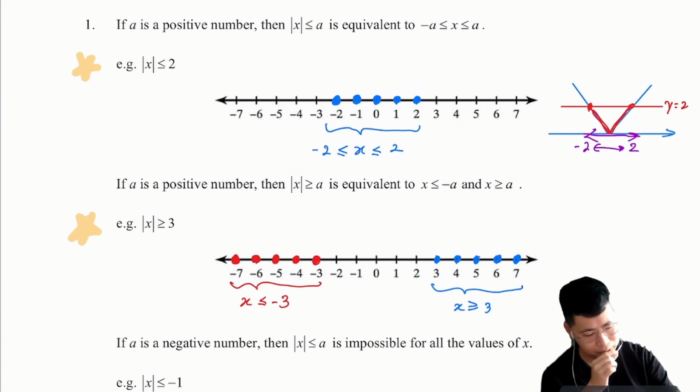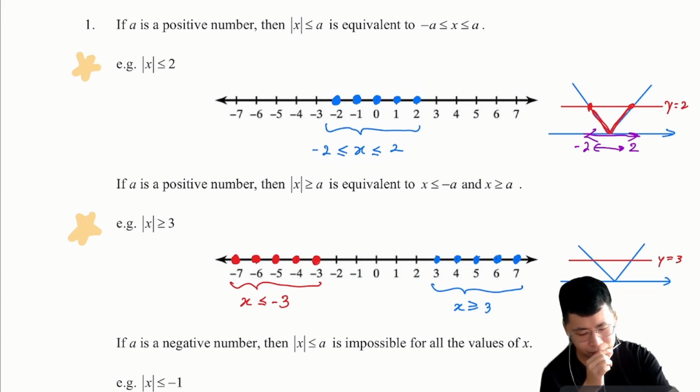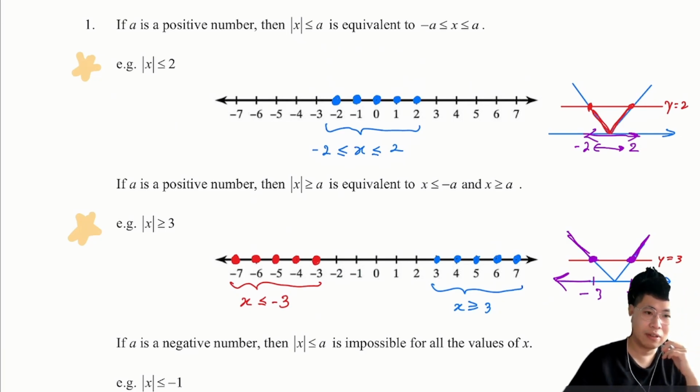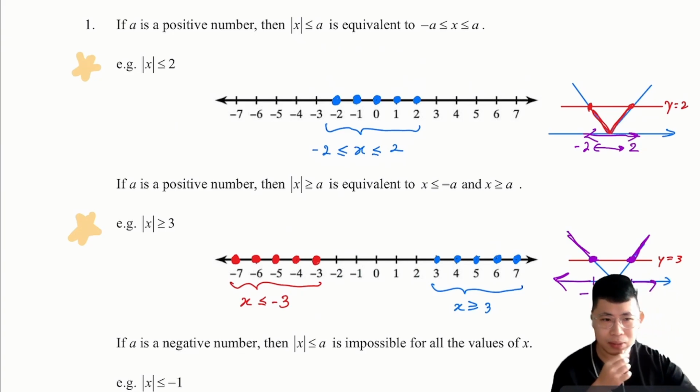Okay? Now in the same way, if you look at the graphical method, the region that we're interested in is this part. I think I should use a different color. Yeah, so it will be this part and this part over here. So mapping back to x, we are looking for this region and this region, outside of negative 3 to 3. Can you see this? So these are the range of values that we are looking for for the modulus inequality.